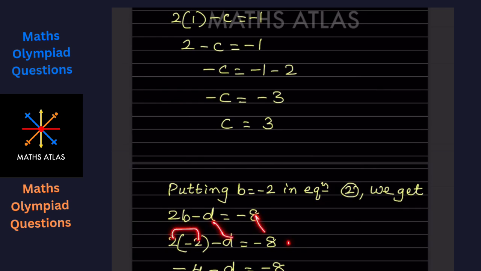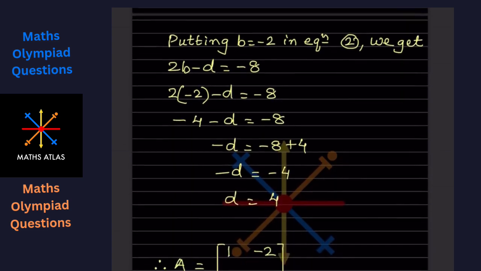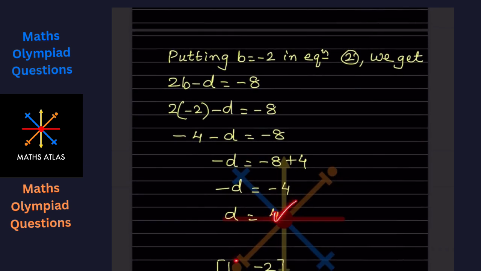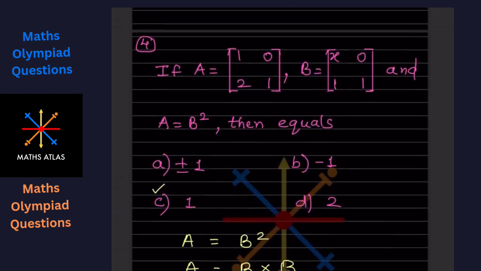So here it will be minus 4. So minus D will be minus 8, this becomes plus 4. So minus D is minus 8 plus 4, that will be minus 4. So D is going to be 4. Now we got all the values. You can just see the values over here: 1, minus 2, 3 and 4. This is A, B, C and D. That's what we want, the value of this matrix A.